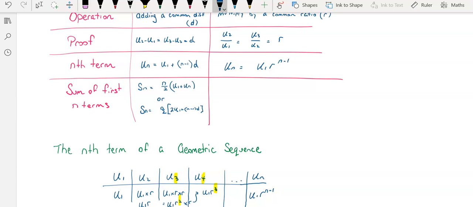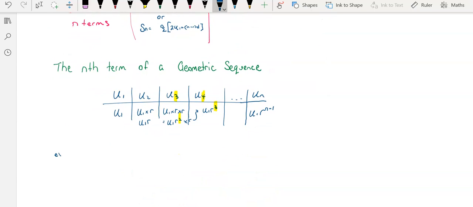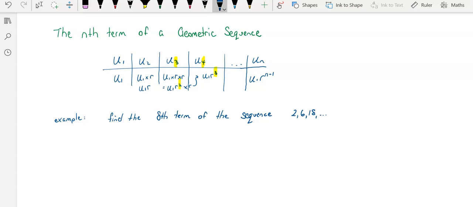So if we have a look at an example of that, find the 8th term of this sequence. It goes 2, 6, 18. So we can identify our 2 as our u1. Our common ratio is 6 divided by 2, or 18 divided by 6, so that is 3. And n equals 8. We want to know what our nth term is. That's all the information, so let's get to work on it.